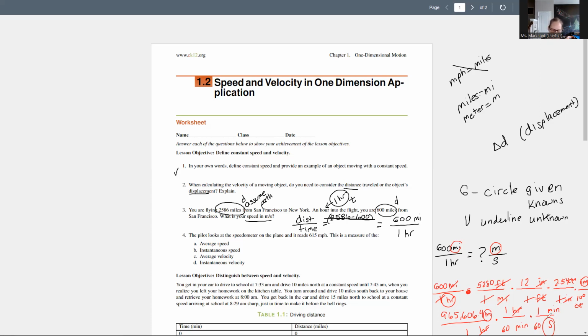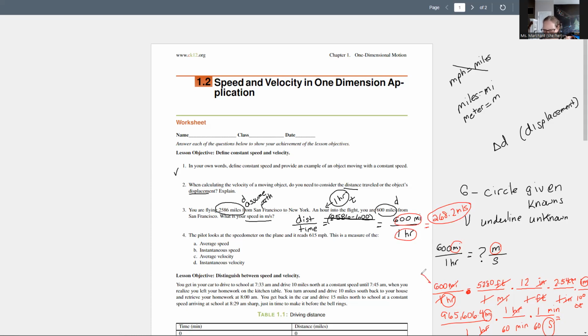So we're going to take 965,606.4 divided by the quantity of 60 times 60. And we are going to get 268.224 meters per second. 268.2 meters per second.